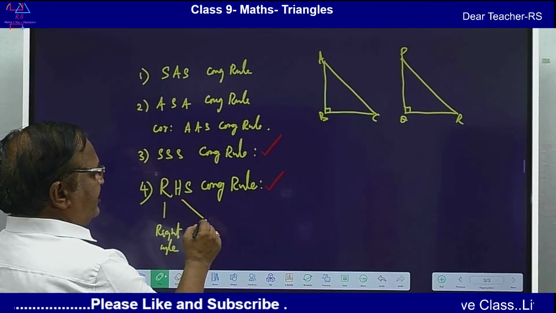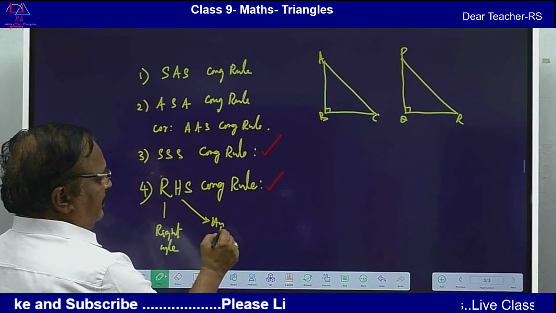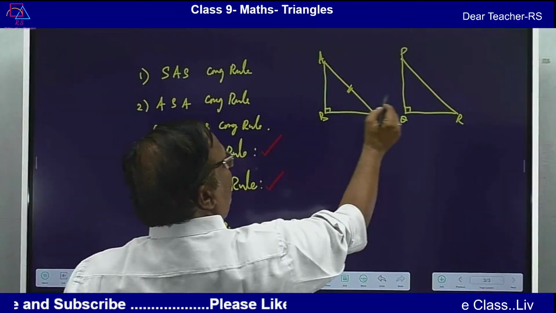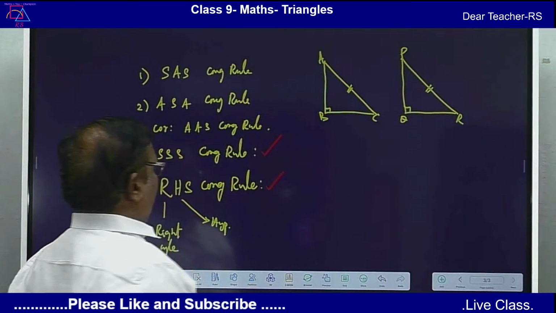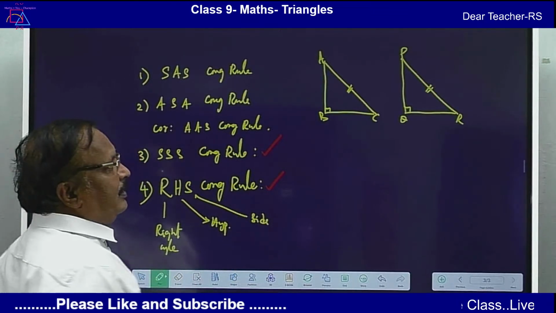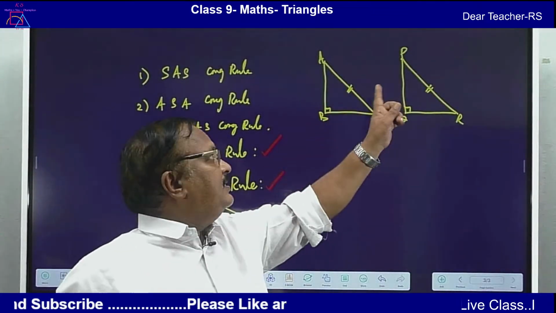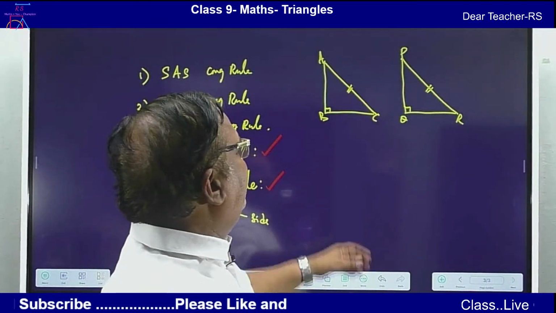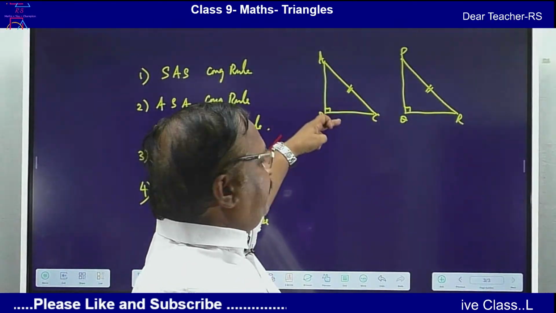Okay, this H means hypotenuse. So now hypotenuses are equal, and this S is nothing but side. Now after hypotenuse, these 2 hypotenuses are equal. So then what is left? 2 sides are left, AB, BC.